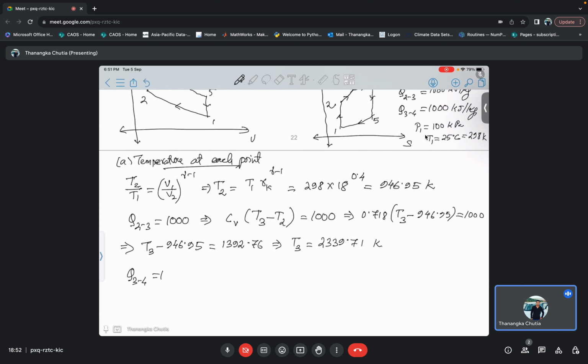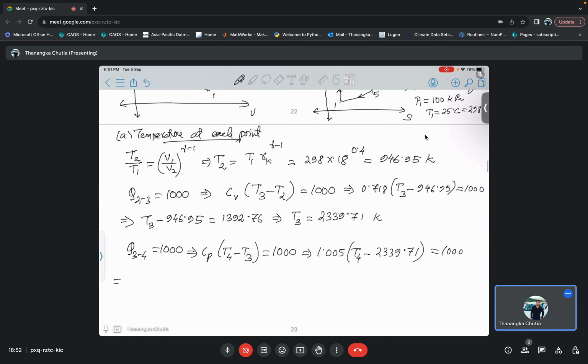Okay, similarly Q 3 to 4 is also equal to 1000. Now Q 3 to 4 will be Cp times T4 minus T3 is equal to 1000. What is Cp? 1.005 kilojoule per kg Kelvin. T4 we don't know, and T3 we just calculated as 2339.71, and that equals 1000. So from here T4 minus 2339.71 will be equal to what?